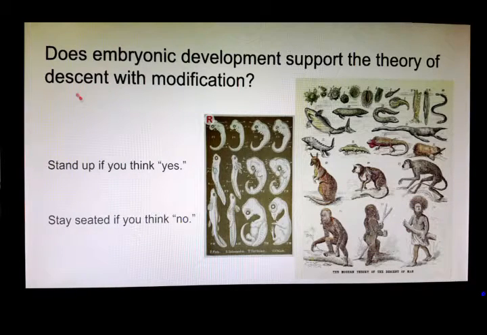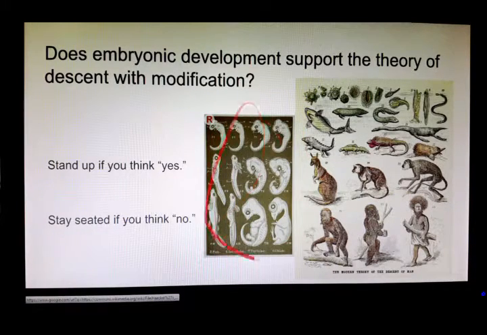Alrighty, so next, the main question of our investigation: does embryonic development support the theory of descent with modification? Originally, I wanted you guys to all participate, so I would say, think about, did you say yes, or did you guys come up with the answer no? Just as an overview, the main question here is, do the embryos support the idea that things can change over time and that we'd all have a common ancestor? That is the main question at hand.